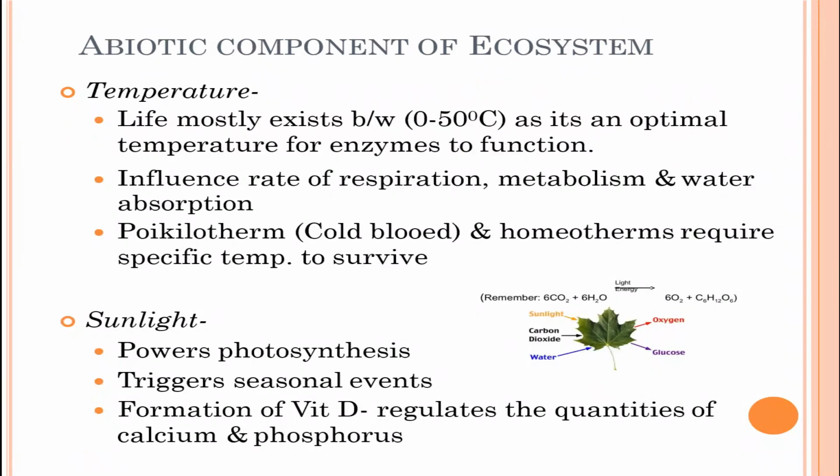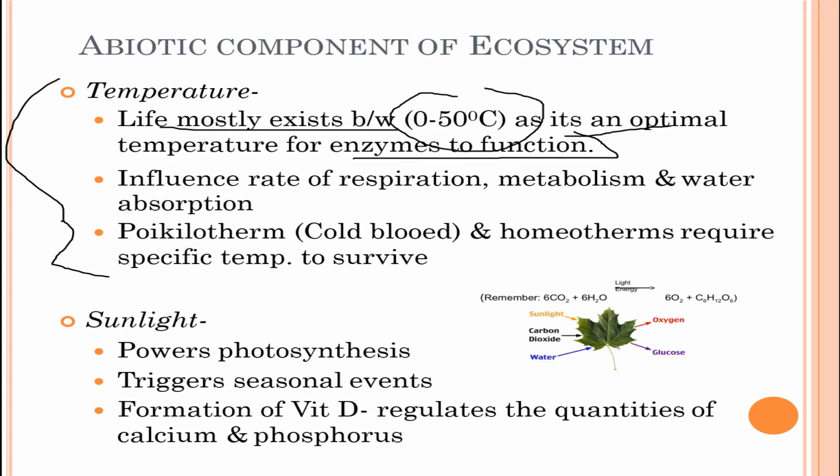Moving on, we're talking about temperature, which is the first factor. Life mostly exists between 0 to 50 degrees Celsius, which is an optimal temperature for enzymes to function. So the universal temperature can be said to be around 0 to 50 degrees, and everything works between these temperatures. It influences the rate of respiration, metabolism, and water absorption. Also, poikilothermal or cold-blooded and homeothermal organisms require specific temperatures to survive.